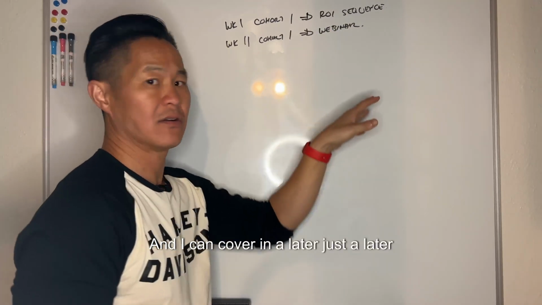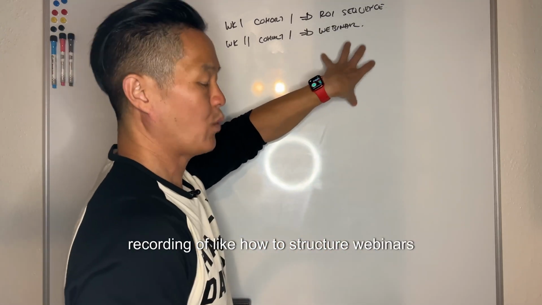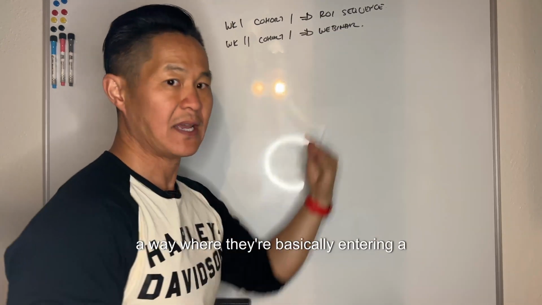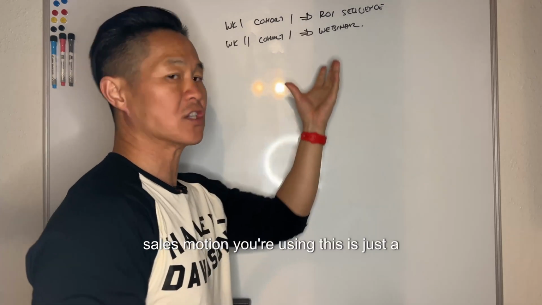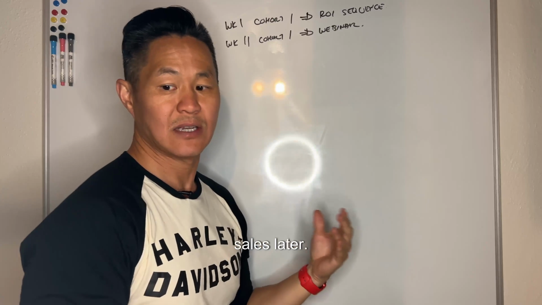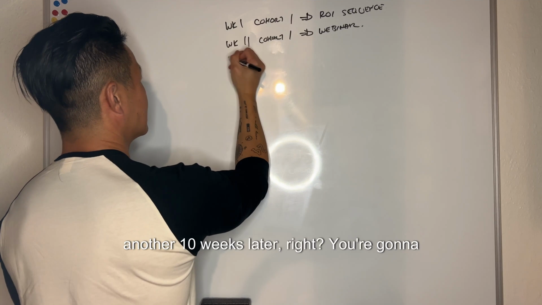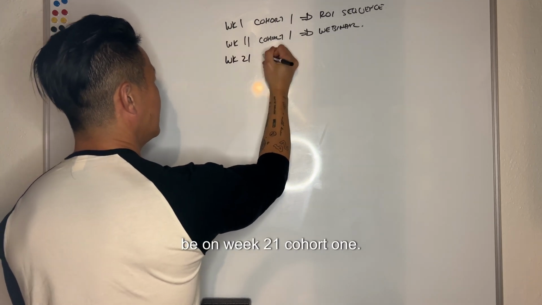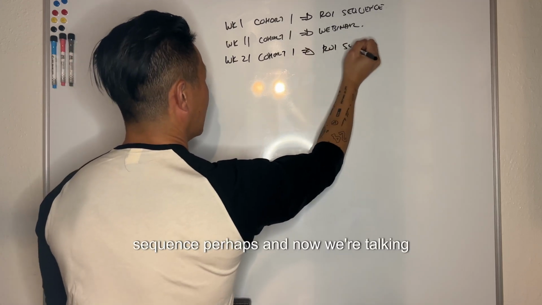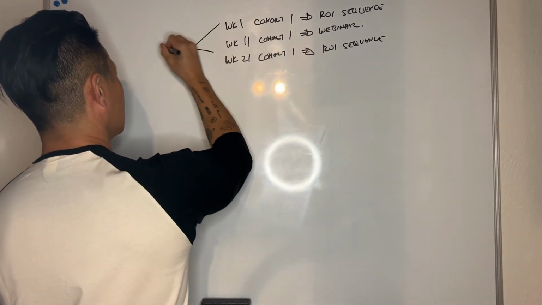And I can cover in a later recording how to structure webinars and podcasts and product advisory boards in a way where they're basically entering a sales motion. You're using this as just a way to elicit engagement, but it's not about anything else other than that. And then try to get them to sales later. And then say after this, another 10 weeks later, right? You're going to be on week 21, cohort 1. You'll want to put them through another ROI sequence perhaps. And now we're talking about 20 weeks between these two times, right?